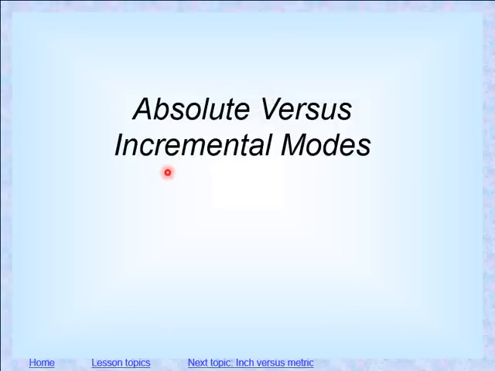Now initially you might not think that way, but once you see it a little bit or start doing it, you'll see that it is much easier. So absolute mode is when you're always basing everything off of 0 or your part origin. Incremental mode is when you're basing everything off of wherever the tool is at the moment. So let's look into this a little bit deeper.